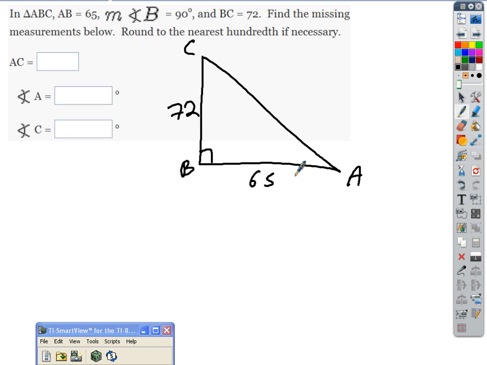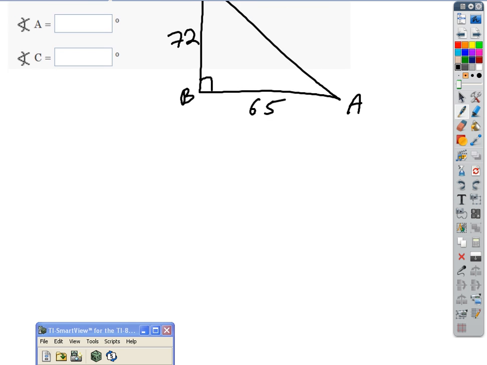Okay. First of all, how can I find the missing side length? Yeah, very simple, Pythagorean theorem. I'm given two sides of a right triangle. I find the third with the Pythagorean theorem. So we could just say 65 squared plus 72 squared equals, if we call this x, x squared.